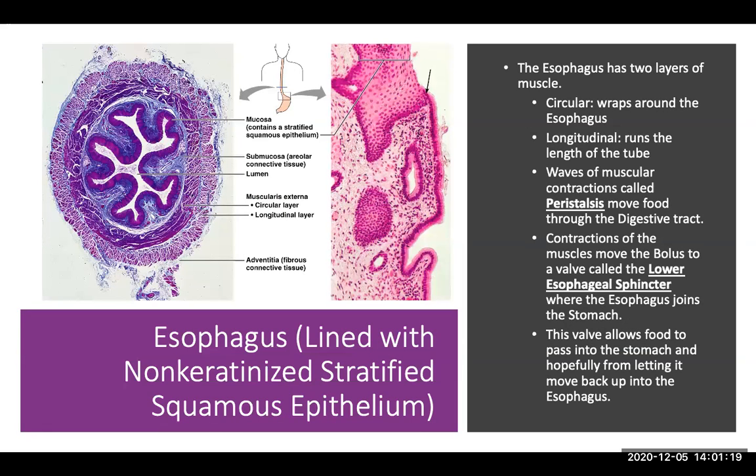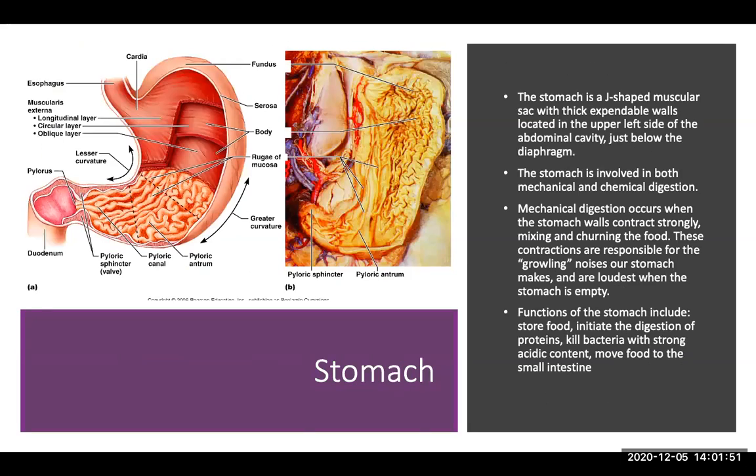The esophagus here is lined with non-keratinized stratified squamous epithelium. It has 2 layers of muscle, circular and longitudinal. Waves of these muscular contractions, called peristalsis, move food through the digestive tract. Contractions of the muscle move the bolus to a valve called the lower esophageal sphincter, where the esophagus joins the stomach, and that valve will open to allow food to pass into the stomach and hopefully close to disallow food from regurgitating back up into the esophagus.